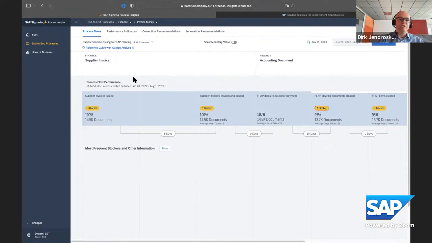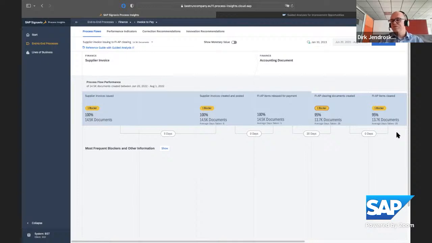Throughout the reference period, which you can see here, we're starting out with about 14K documents where the supplier invoice was issued, which is the start of the process. And the process finally ends then when the AP items get cleared. And in the reference period, we see that 95% of all the documents got cleared. So still 5% are open.